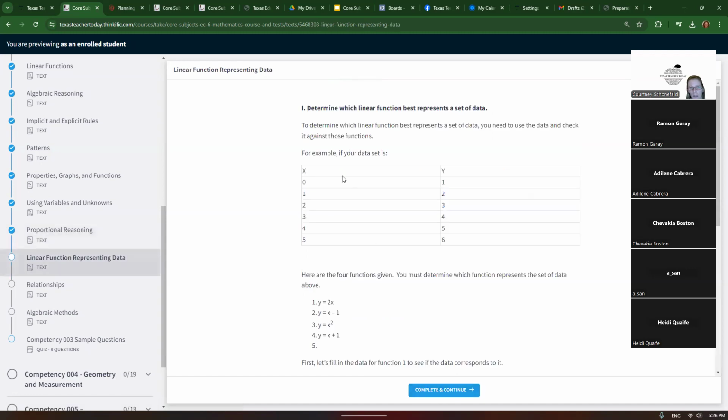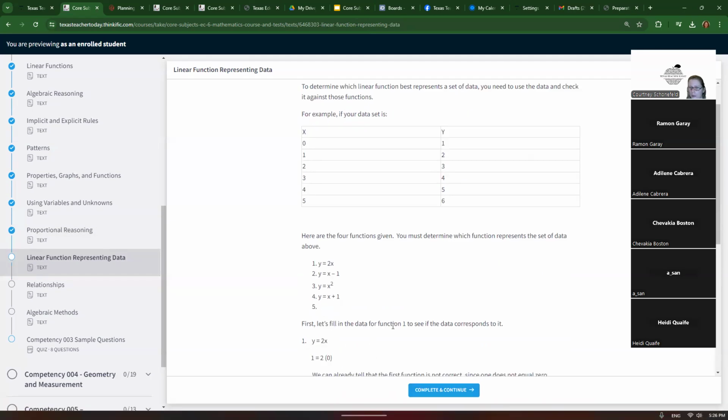Next, we have linear functions representing data. To determine which linear function best represents a set of data, you need to use the data and check it against those functions. For example, if this is your data set, right, x is 0, y is 1, x is 1, y is 2, and so on. Here are 4 functions given. You must determine which function represents the set of data above. y equals 2x, y equals x minus 1, y equals x squared, y equals x plus 1.